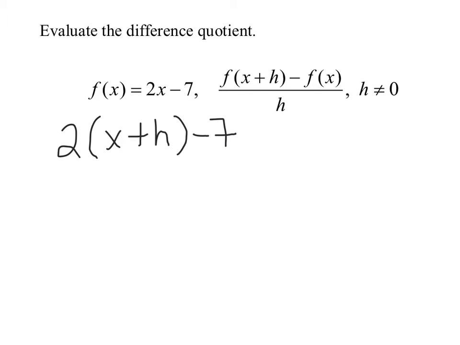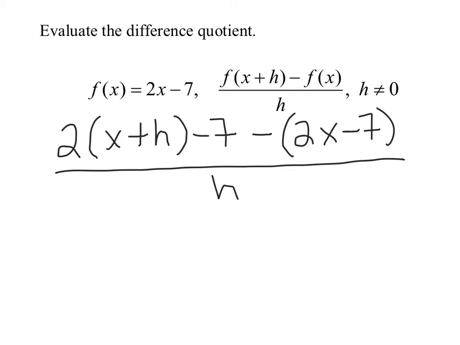The next part of the formula is minus f of x. Well, f of x is just 2x plus 7. So we do minus parentheses 2x plus 7. All right, so now we're going to simplify, and hopefully some of the terms up here will cancel out. Let's see what happens. First, we have to distribute this 2. So we get 2x plus 2h plus 7 minus 2x minus 7.